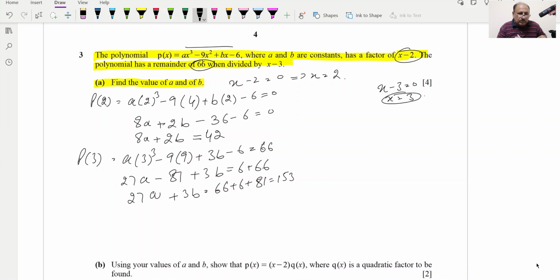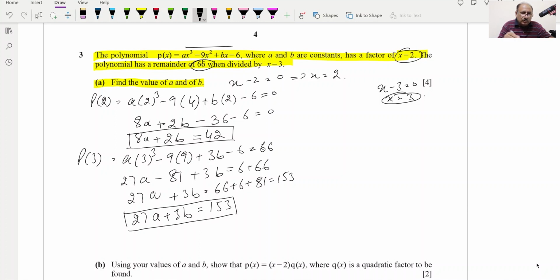So our equation will become, one equation will be this one, and this equation, so we can write 27a plus 3b is equal to 153. Now we have this equation and this equation, so we got these two equations which we can solve simultaneously.